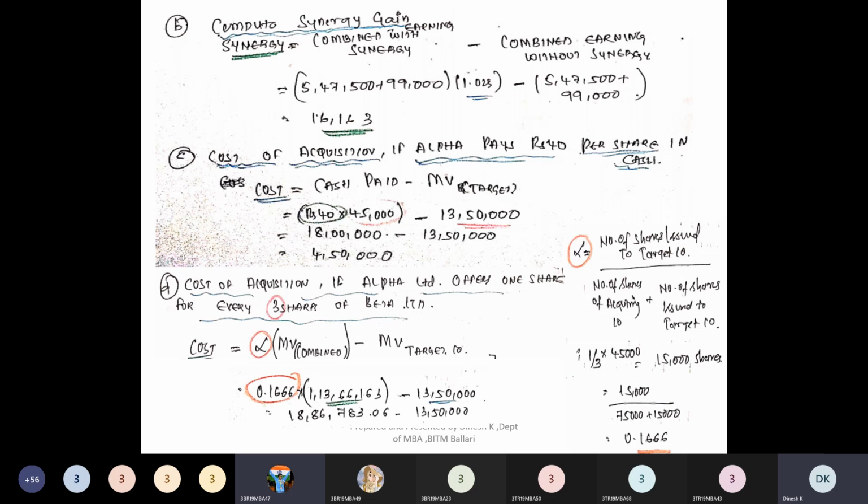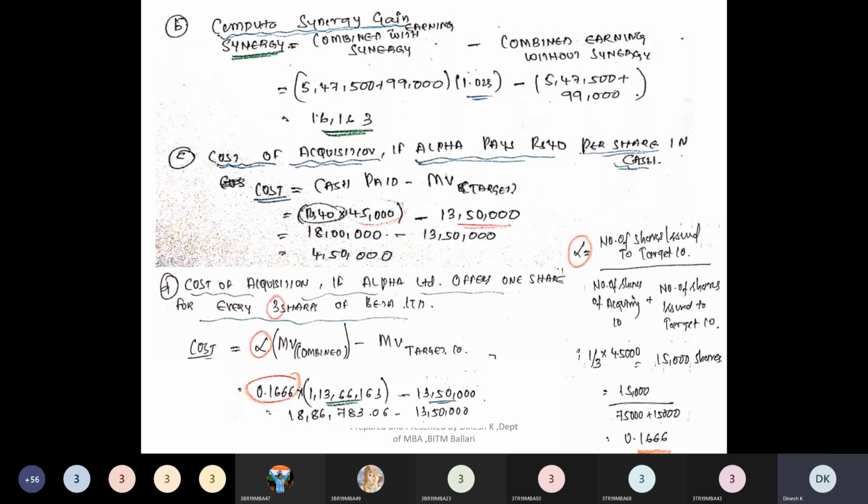Five lakhs 36,783.06. 5,36,000. Okay. 5 lakhs 36,000. 783.06. 783, right?